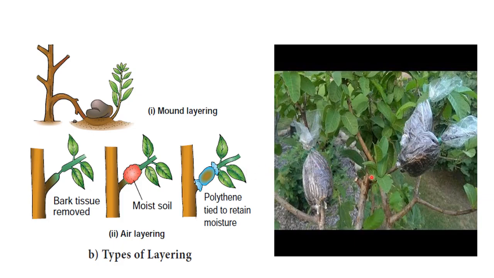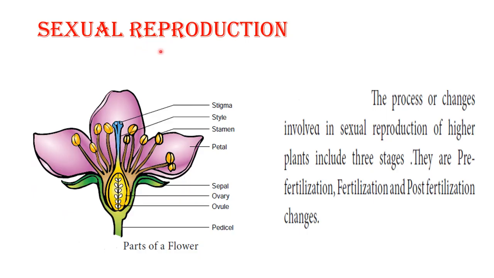The new plants that are produced will be genetically uniform to the parent plant, with desirable characters like disease resistance or high yield. We can get the desired characters from these methods of cutting, layering and grafting. Now, sexual reproduction. It involves two processes, gametogenesis and fertilization. Gametogenesis means production of male and female gametes, and the fusion of these gametes is fertilization. So in short, in sexual reproduction of higher plants there are three stages: pre-fertilization, fertilization and post-fertilization changes.